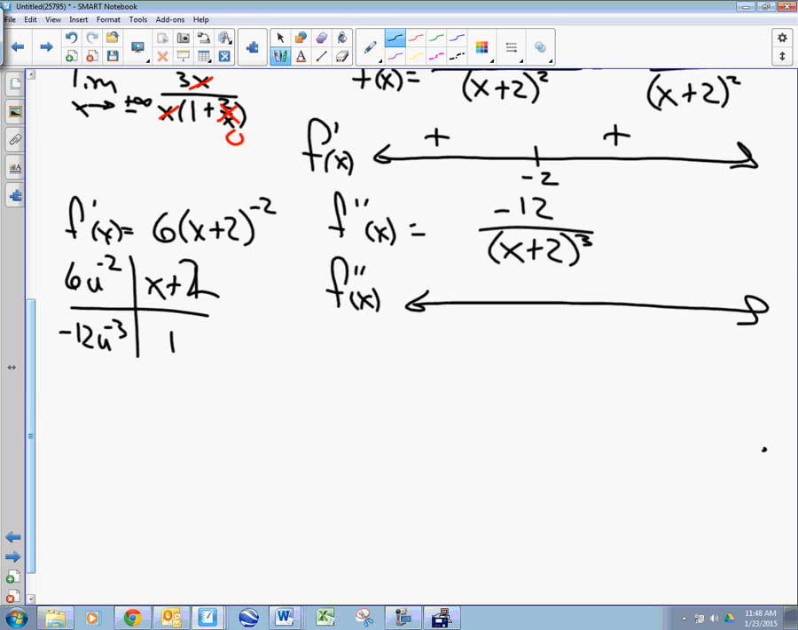However, where is the second derivative undefined? Are you surprised by that? No. It's not even part of the domain of the original function. So we know that's correct.